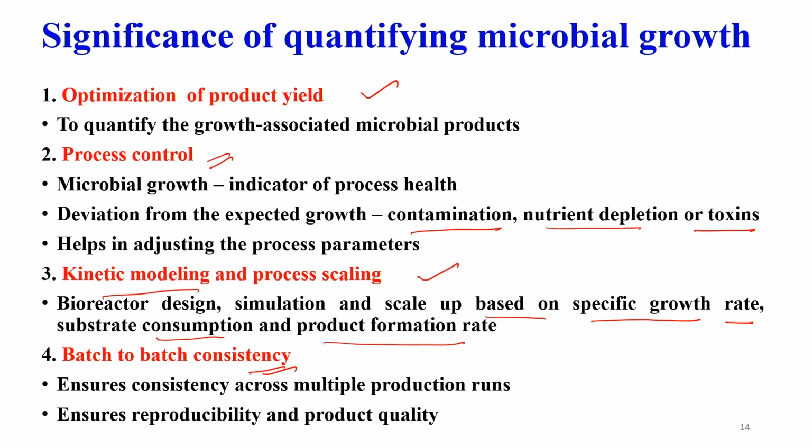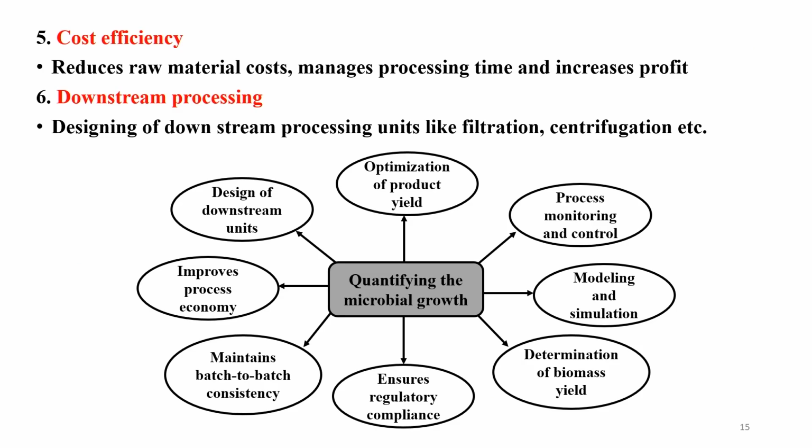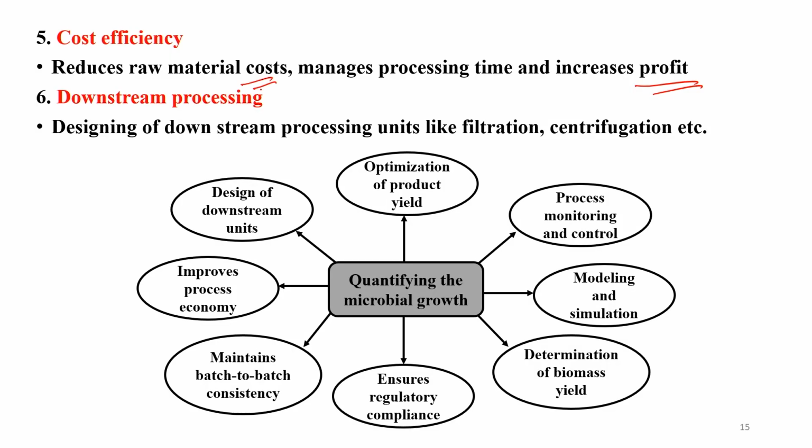In addition, for batch to batch consistency, if you want to ensure the consistency, we need to ensure the number of cells are consistent. This also ensures reproducibility and product quality. Cost efficiency: if you do not have the desired population, your bioprocess yields are compromised, your raw material may be underutilized, it means there is too much residual substrate.